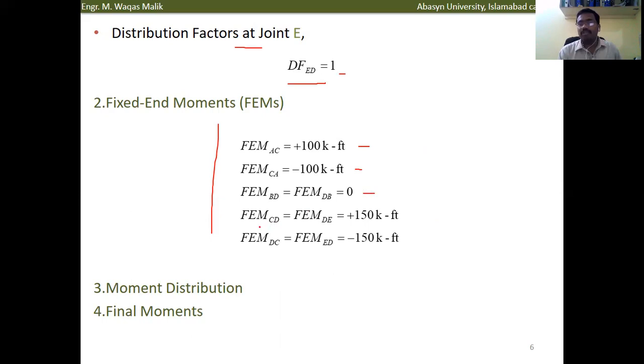And for the frames CD and DE, we have a constant UDL of 200 kip per feet, so its value comes out to be plus 150 kip feet. And once we find out the values of DC and ED, they come out to be minus 150.